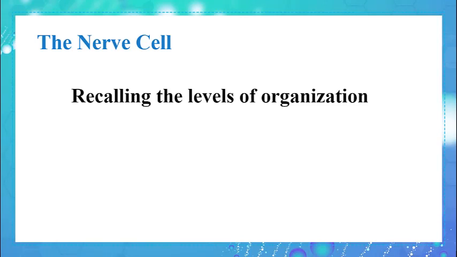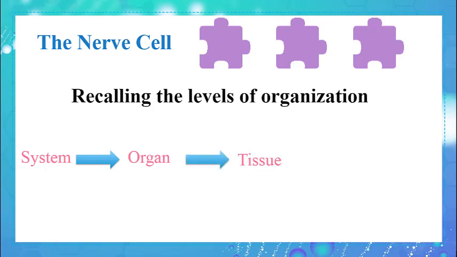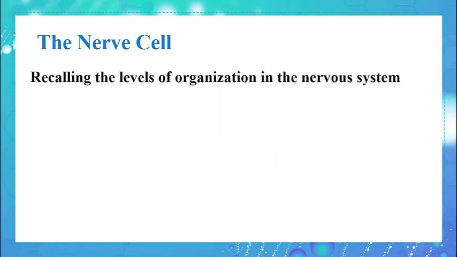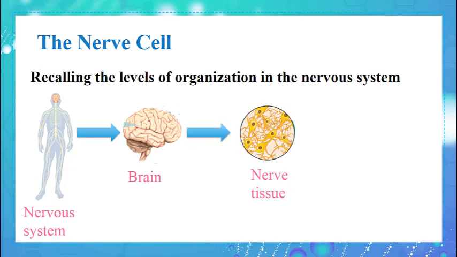In order to infer the relationship between the organs we studied and the nerve cell, let's recall the levels of organization in a body system. A system is made up of different organs, an organ is made up of different tissues, and the tissue is made up of one kind of cells. With respect to the nervous system, it is made up of organs including the brain. The organ brain is made up of nerve tissues, and the nerve tissue is made up of nerve cells.